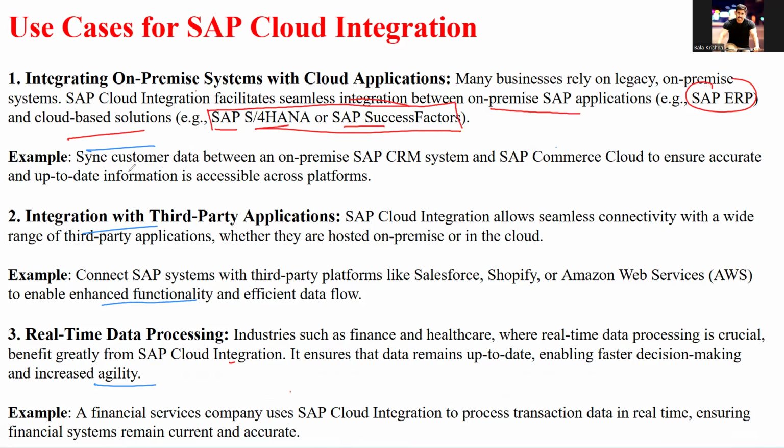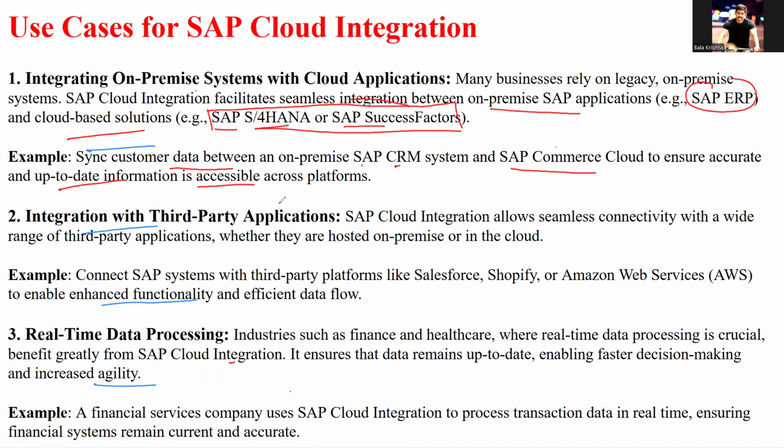Now example, sync customer data between on-premises SAP CRM and the cloud. CRM means customer relationship management. Customer data is in on-premises, and SAP Commerce Cloud ensures accurate and up-to-date information is accessible across platforms.